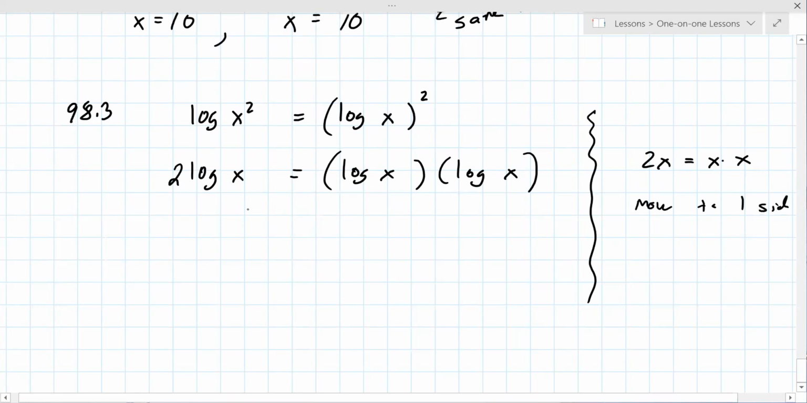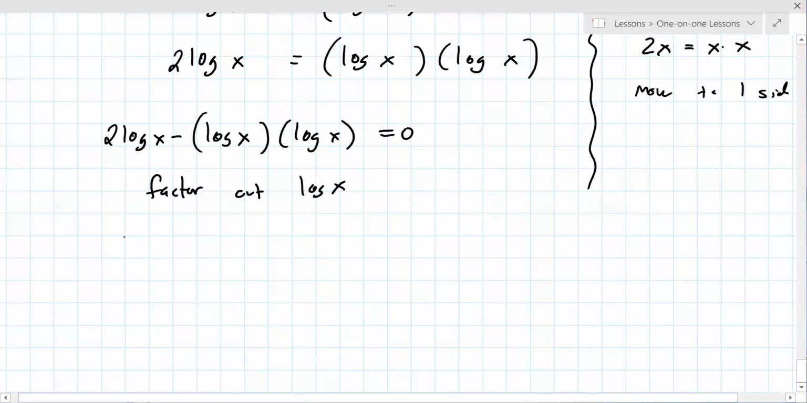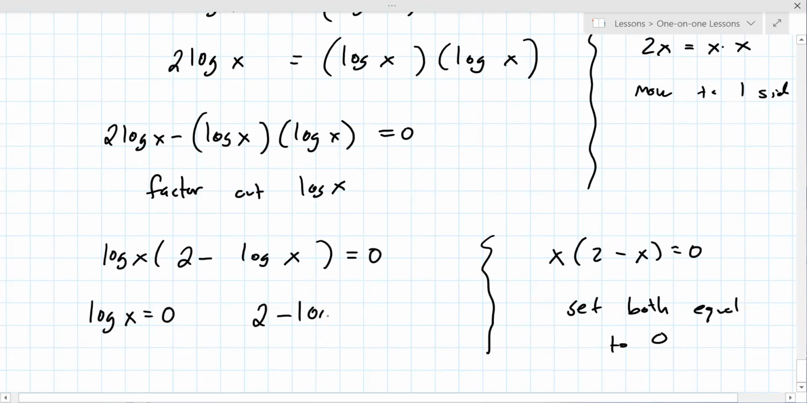So we're going to move both of these over to the left, just my preference. So 2 log x minus log x times log x equals 0. And now you're going to factor out log x. Okay. So you have log x times 2 minus log x equals 0. So this is very much like, oh, I have x and 2 minus x equals 0. I have to set both equal to 0. So set log x equal to 0, 2 minus log x equal to 0.